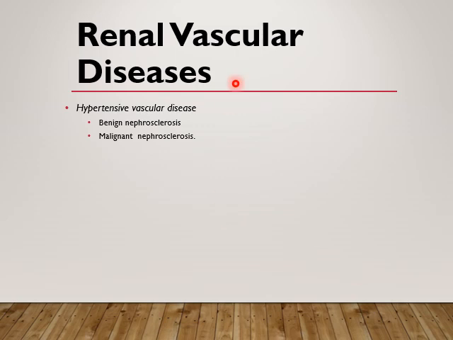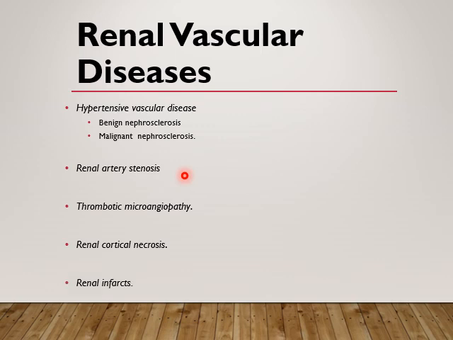Among the renal vascular diseases, the most common one is hypertensive vascular disease, which has again been classified into benign nephrosclerosis and malignant nephrosclerosis, then renal artery stenosis, thrombotic microangiopathy, and renal cortical necrosis and renal infarcts.